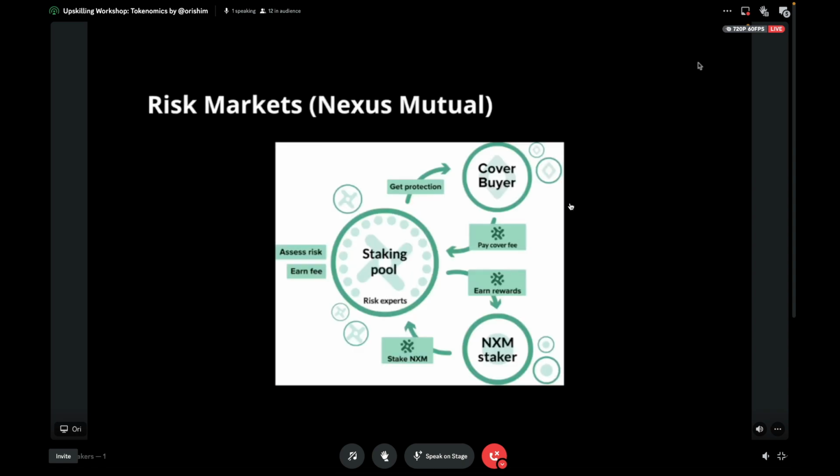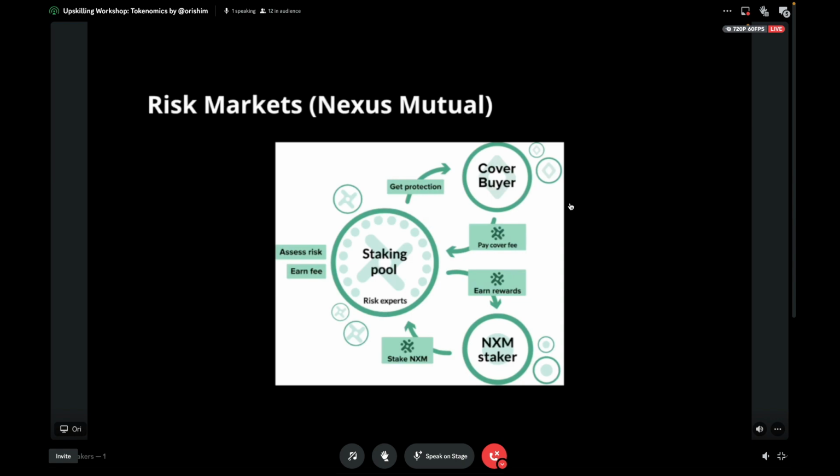Another cool one I'll highlight is Nexus Mutual. It's been running for a pretty long time, and it's a pretty sophisticated market for buying cover on risk. In this case, smart contract hack risk and depegging risk of protocols. They have this whole sophisticated protocol for getting the NXM token and then staking it to evaluate the risk of certain events happening.